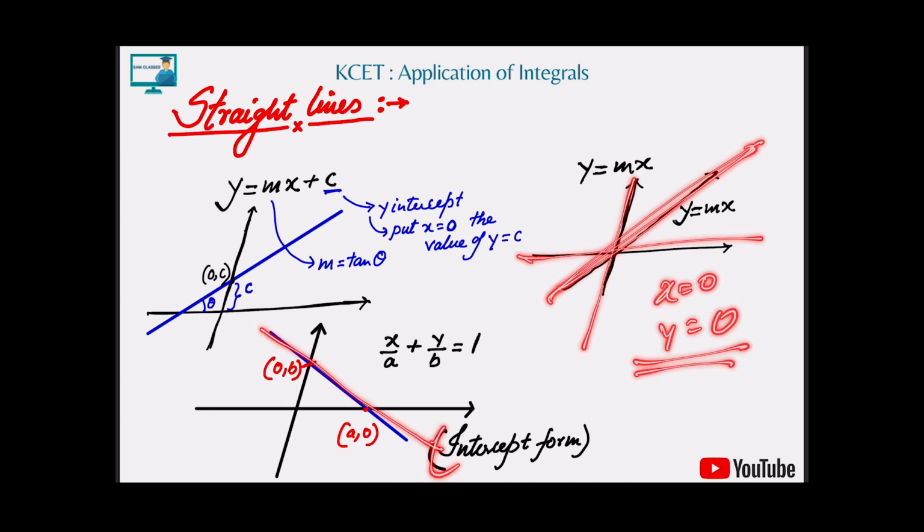Now the intercept form: it is cutting the x-axis and y-axis at what? Two points. One is (a, 0) and the other is (0, b). So you can put x by a plus y by b is equal to 1.